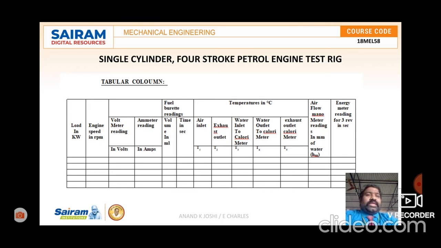So this is about the tabular column. While conducting the experiment, we note down those readings in this tabular column and do the calculations.